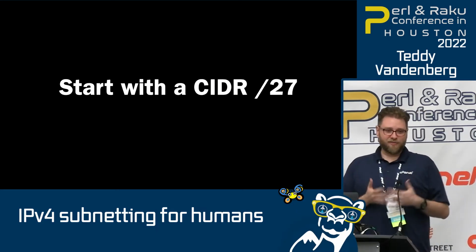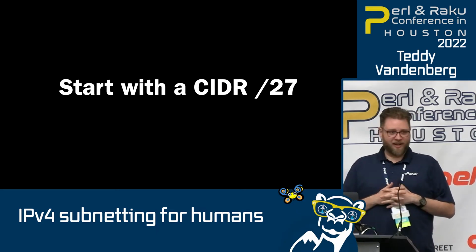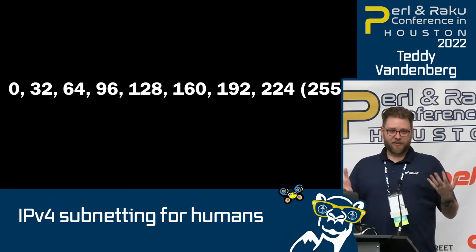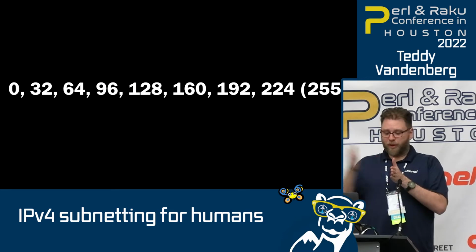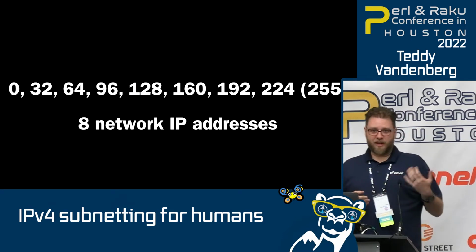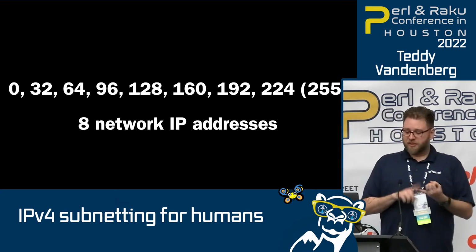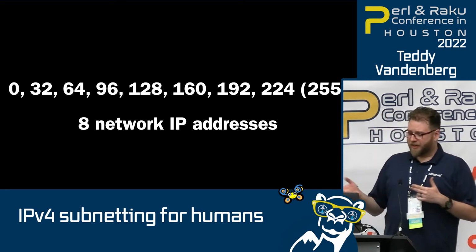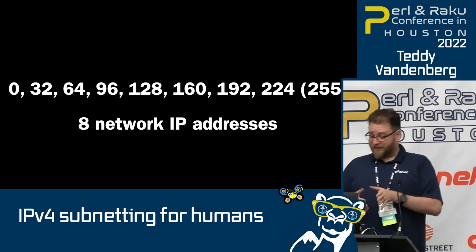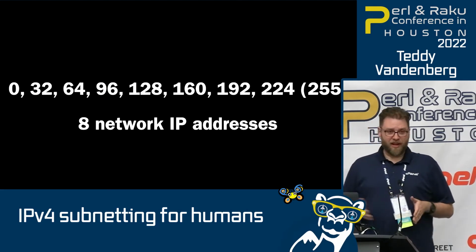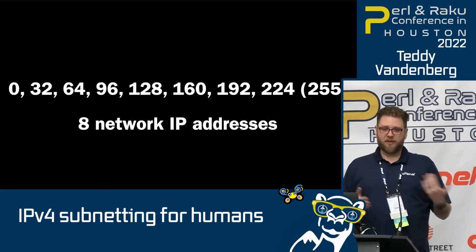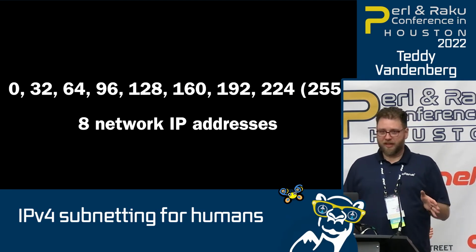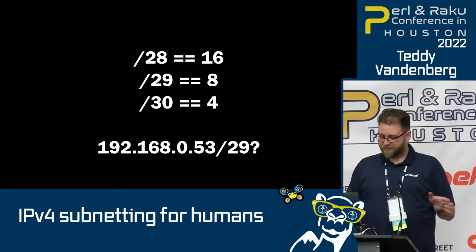Anywho, so I love /27s because it allows you to unlock all of IPv4. With the 32 IP addresses out of an octet, you can break it up into 8 blocks. And those 8 blocks all start with 0, 32, 64, 96, 128, 160, 192, 224, and that covers everything from 0 to 255. 8 network IP addresses is all you need to memorize. You don't even have to memorize that, just the number 32, and that'll get you through this whole exercise.